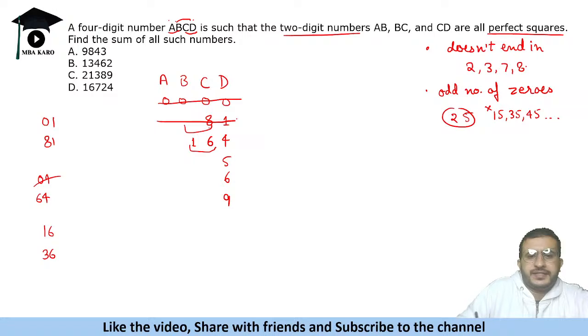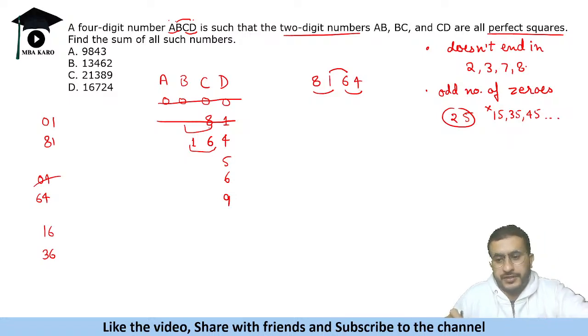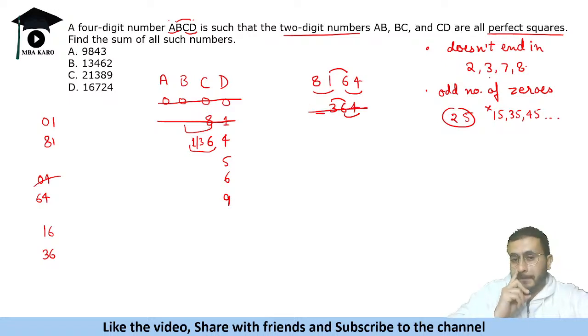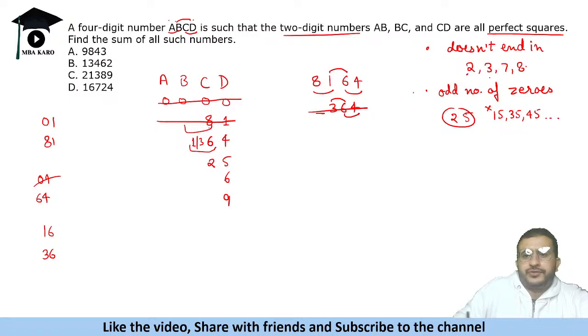Okay. If we take 16, let us say we take 164, then we can have 8164. 81 is a square, 16 is a square, 64 is a square, right? Now another case that we can take is instead of 1 we can have 3 also. So if we take 364, 64 is a square, 36 is a square, but a square will not end in 3. So this is not possible. Now, in order to make 5 as the last digit, 25 is a square, but a square does not end in 2. So BC cannot become a square in this case.